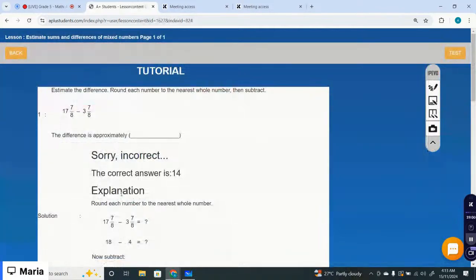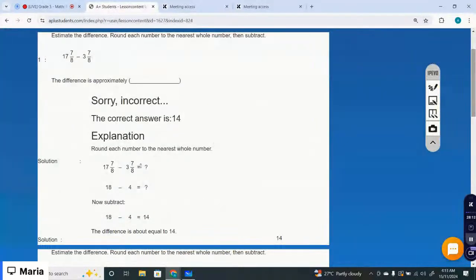Estimate the difference, rounding each number to the nearest whole number, and then subtract. So you have to estimate them and then subtract. That is 17 whole 7 over 8 minus 3 whole 7 over 8. Look at their fractional part. Their fractional part is 7 over 8. That is greater than half. So if the fractional part is greater than half, you have to round up, right? That means 18 it is. In the same way, 3 whole 7 over 8, 7 over 8 is greater than half, so you round it off to 4. So 18 take away 4 is 14.